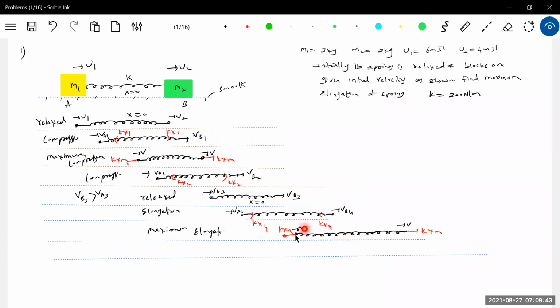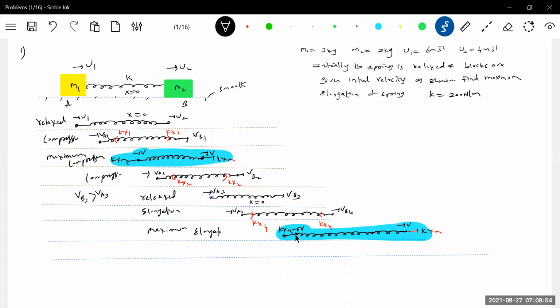So at maximum elongation or compression, I am more interested in this condition. At maximum elongation or compression, both the ends of the spring must have common velocity. So how to calculate this?